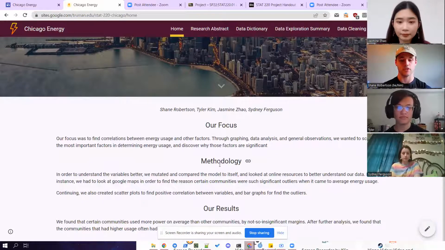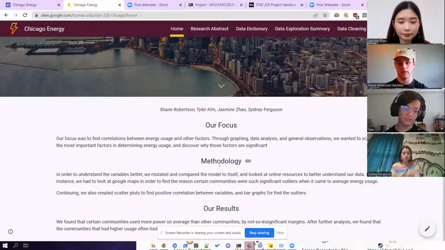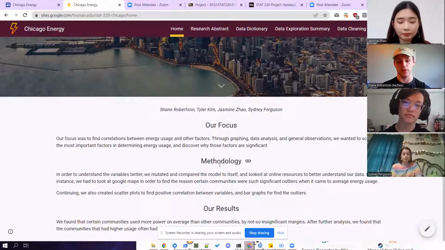Our general methodology was going through comparing data to itself to see if there were any repeated variables. And then we got a general census of what that was. We also went to things like Google or Google Maps to see what was what. So like with community areas, which we'll see later, we had to figure out what those areas were so we could better understand why they were the way they were. Our results we'll go into later.